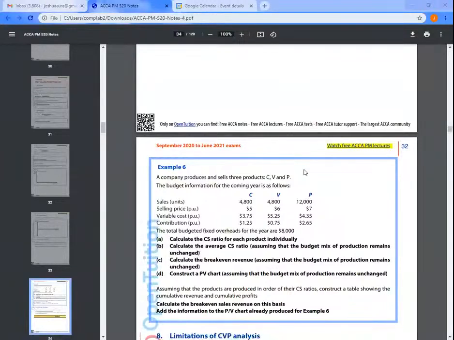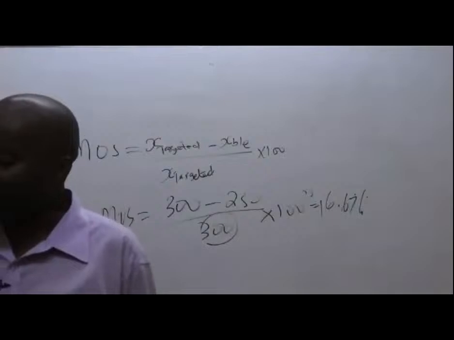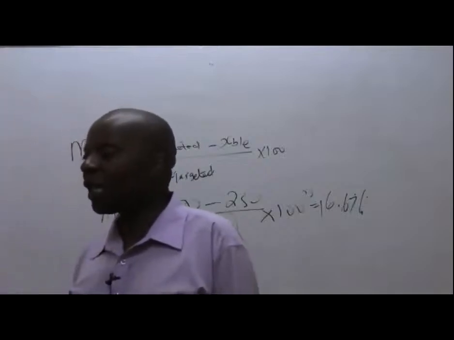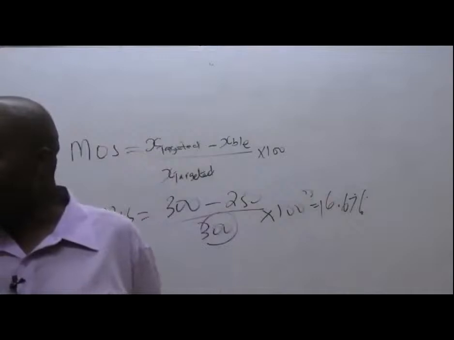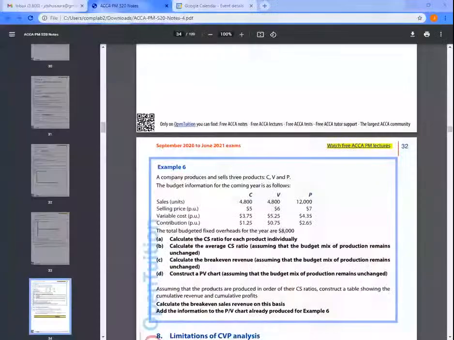So they want us to calculate the CS ratio for each product individually. If my memory serves me well, we said that the CS ratio is the same as the CMR ratio. So I would want you to take exactly 2 minutes to compute the CMR ratios for each of those products.